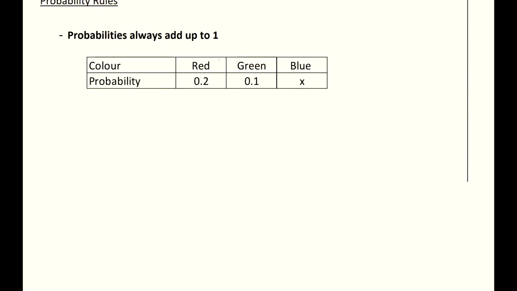So here, I'm grabbing a marble out of a bag. I know the odds of getting a red, I know the odds of getting a green, but I don't know the odds of getting a blue. However, we know there are no other marbles, which means all these numbers must add up to 1. So if I add up these 2 numbers together, 0.2 plus 0.1 gives me 0.3. And to work out what blue is, we're going to do 1 take away 0.3. That gives us 0.7. Odds of getting a blue marble will be 0.7.